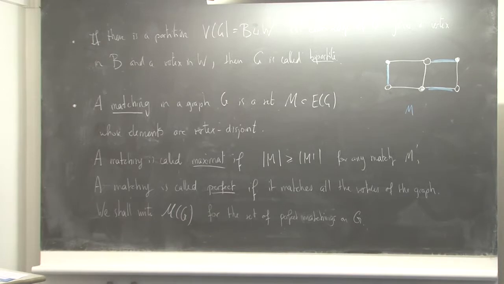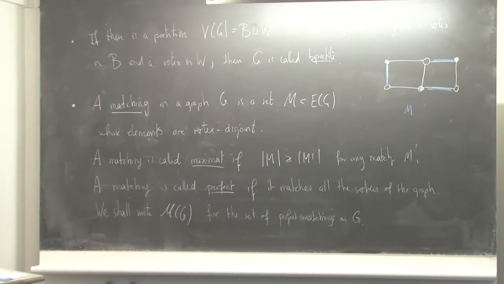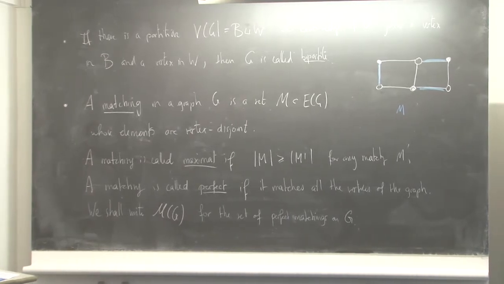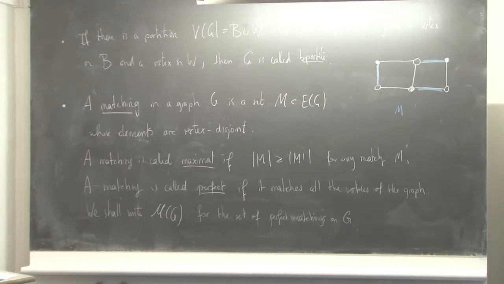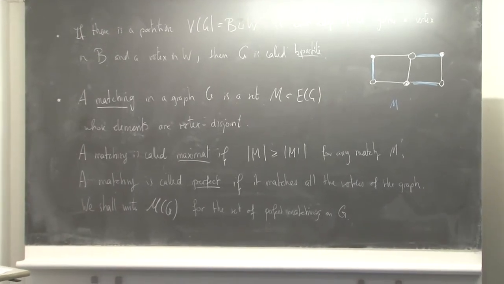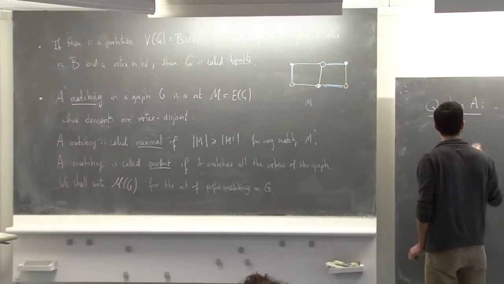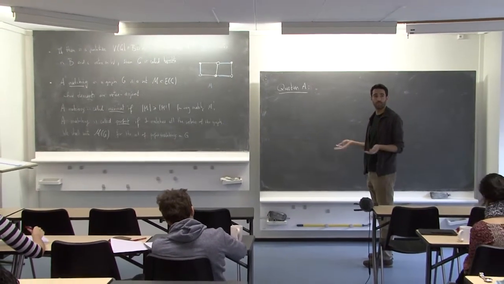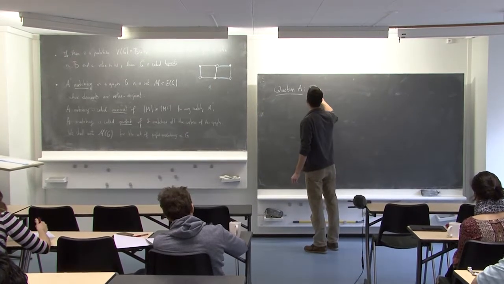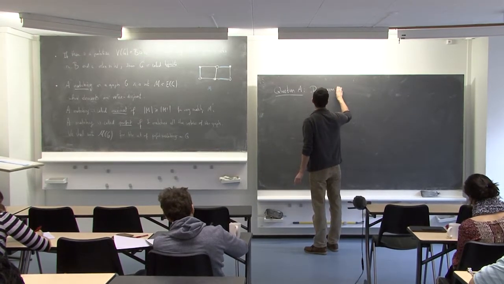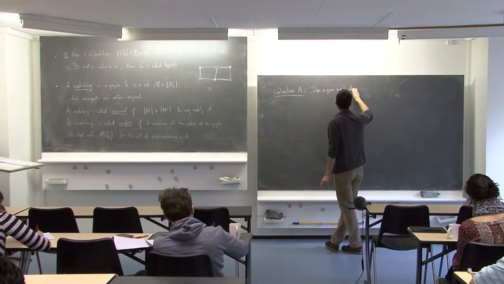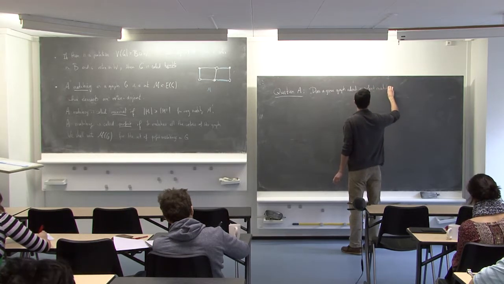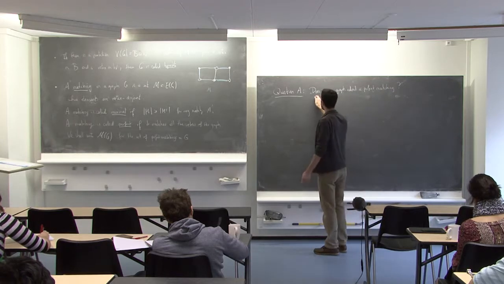So that's about it for the notations, terminology. And now let me ask some questions. So first question. First question to ask, does a given graph admit a perfect matching? And if yes, can we find one?